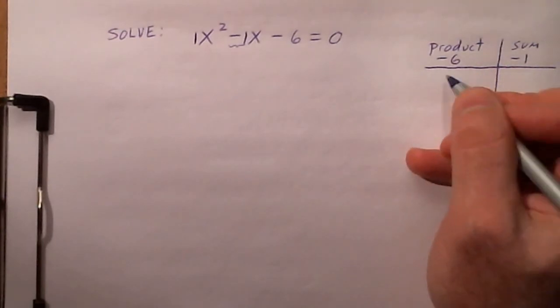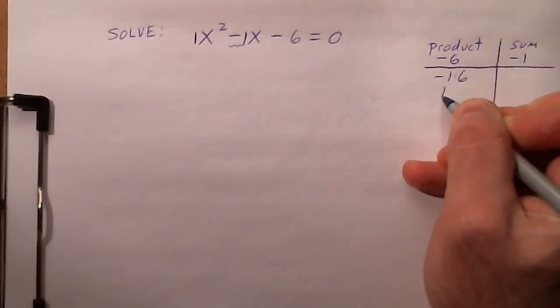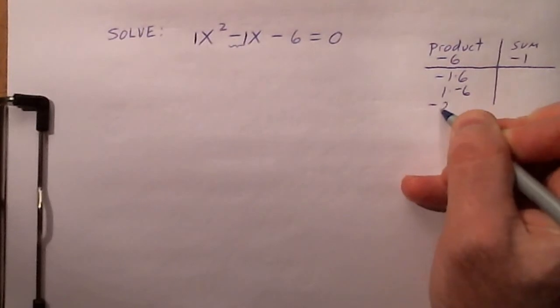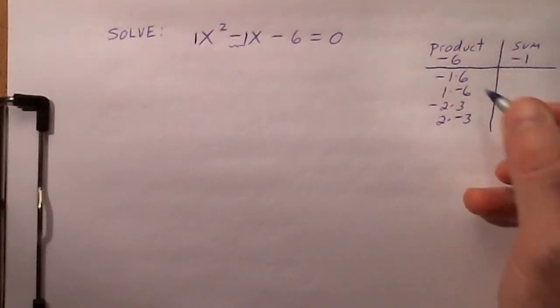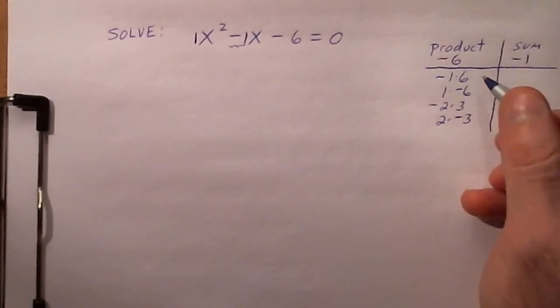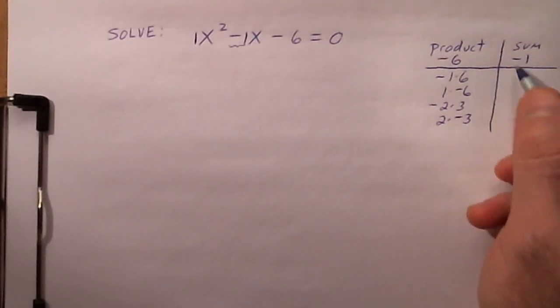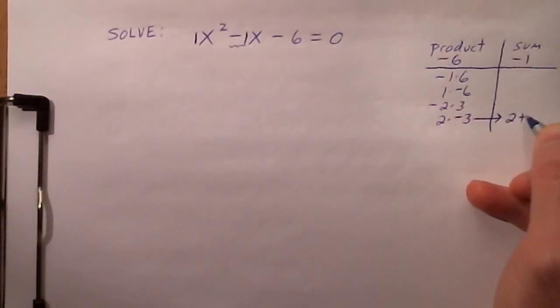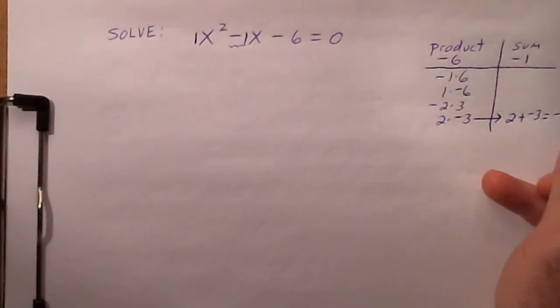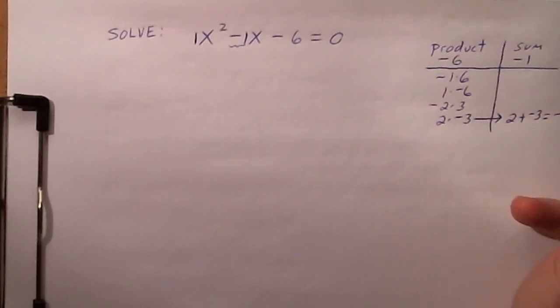Let's start listing factors of -6. -1 and 6, 1 and -6, -2 and 3, or 2 and -3. These are all the factors of -6. Now, the only factors in this list that sum up to -1 are going to be the last ones, namely 2 plus a -3. Those are the only factors in this list that add up to -1.